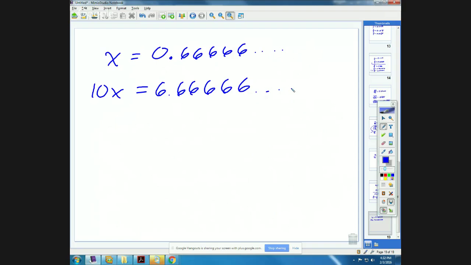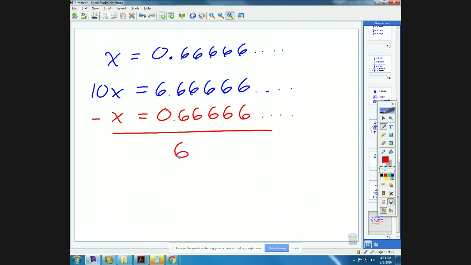So here's what I'm going to try. From the 10x, I'm going to subtract x. X, remember, is 0.66666, repeating forever and ever. And when I subtract on the right side, what goes away? That crazy infinite part. What's left on the right? Just 6, that's awesome. On the other side, what happens if I take 10 x's and remove 1x? I get 9 x's. And so what's left over that has to be the answer?